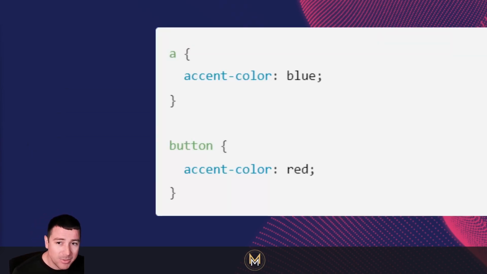The accent-color property is a new feature in CSS that allows you to set the color of the accent elements in your design, such as links, buttons, anchor tags, and also input tags. So this can make it easier to create a consistent color scheme across your site, of course.